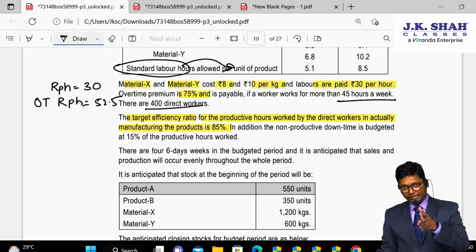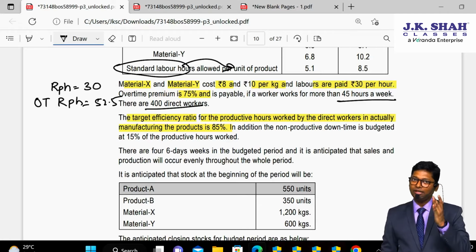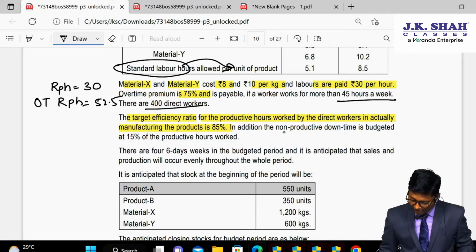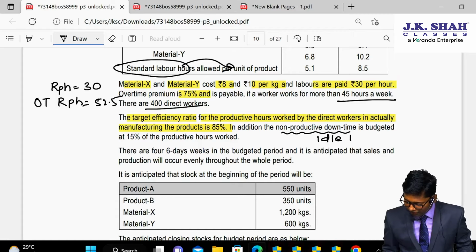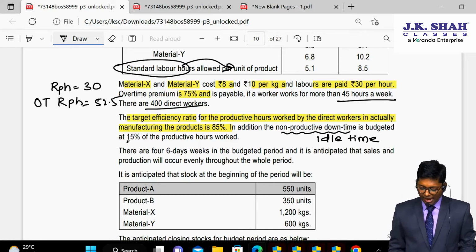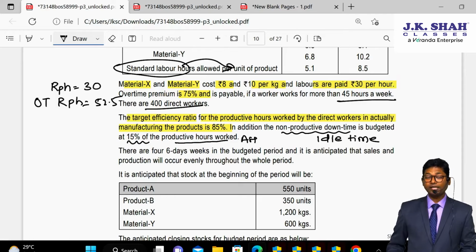In addition to this, they are going to take actual number of hours which are more than the standard hours because they are less efficient. In addition to that, non-productive downtime. Sir, what is non-productive downtime? It is called idle time, and it is also budgeted at 15% of the productive hours worked, and productive hours worked are the actual hours worked.